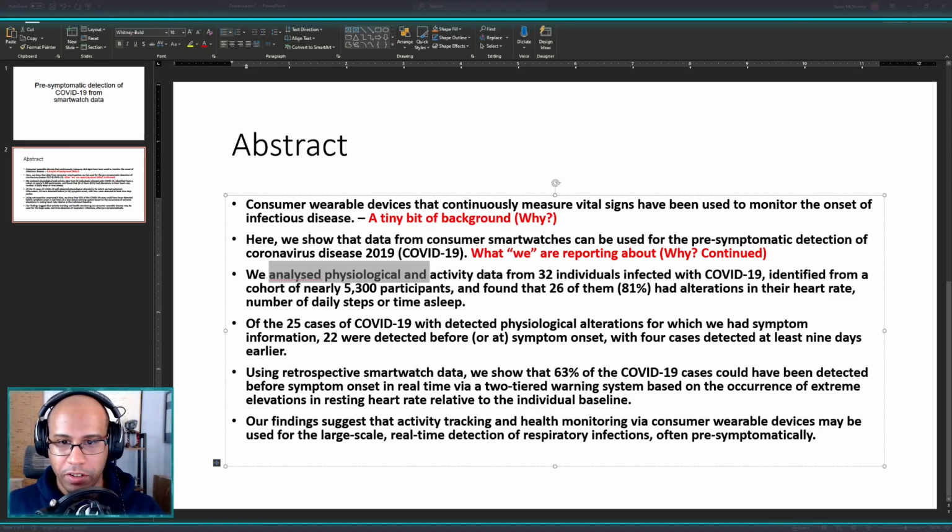We analyzed physiological and activity data from 32 individuals. That's important. So again, I streamed another paper this morning. This is not huge, huge sample sizes. It's not a lot of people. It's 32. 32 identified from almost 5,300. 26 of them. So wait, and found that 26 of them had alterations in their heart. Okay.